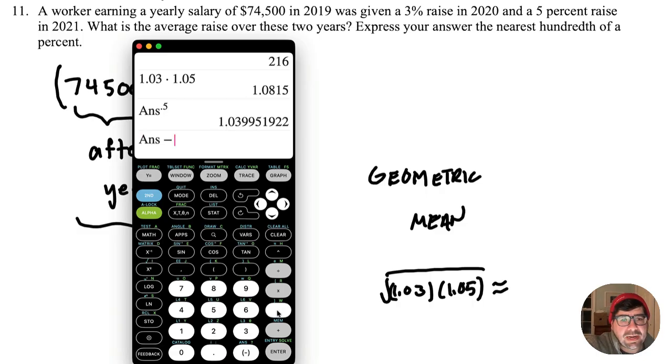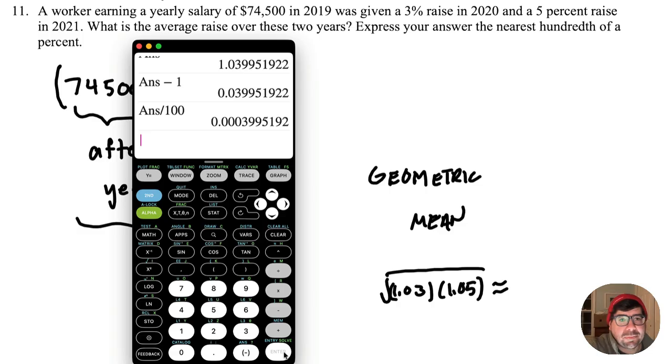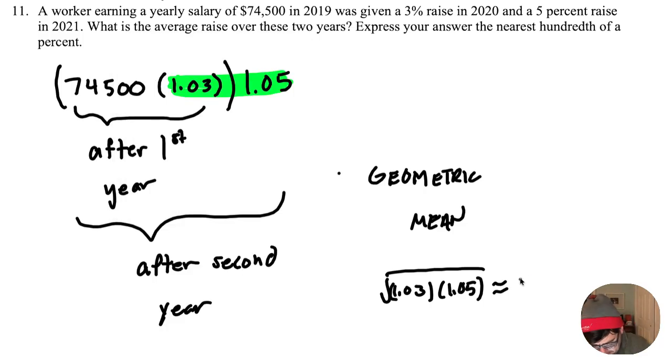So I usually tell students subtract the 1 away, and what's left over is just the increase. So that's about 3.995%. Multiply by 100 to see it. Excuse me, so now I'm going to multiply by 100 to undo my mistake, not divide by 100. And that's about 3.995%. A couple of important things here.